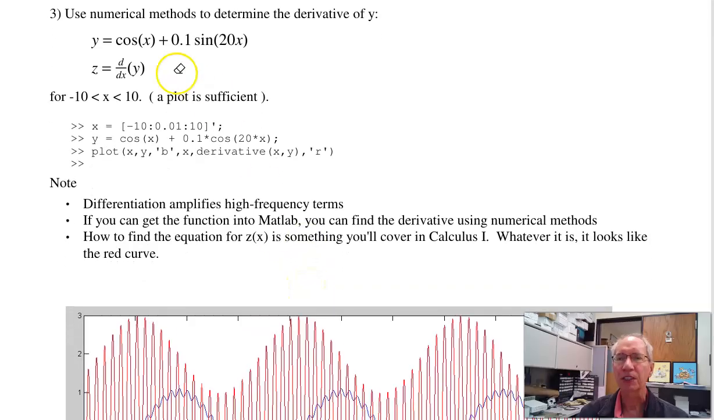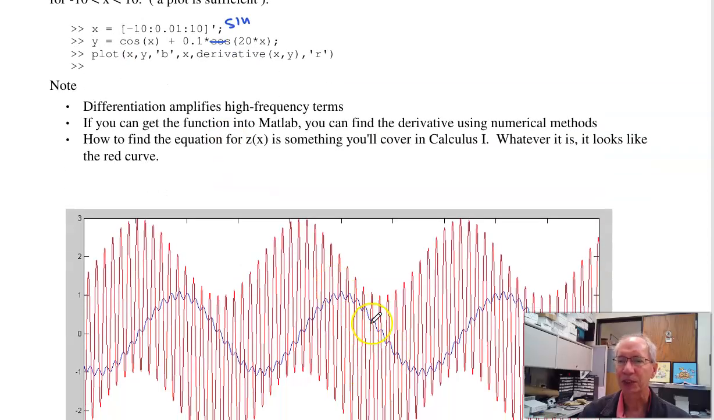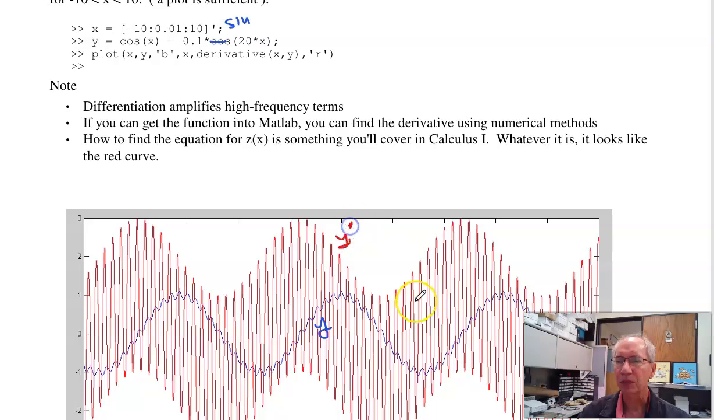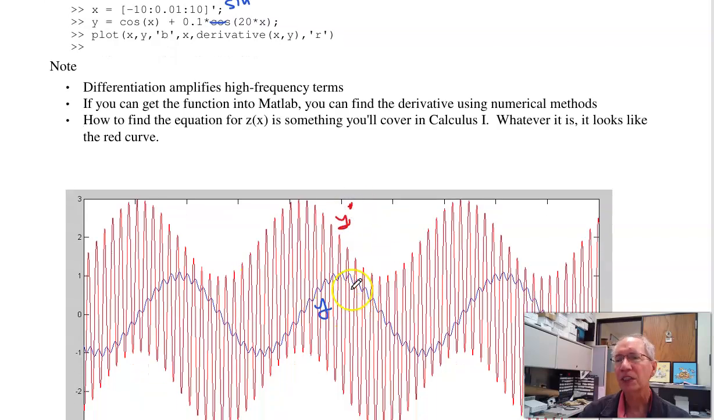Try it for a different function. Here's another function, a bunch of sine waves. Get that function into Matlab. y is cosine of x plus 0.1 sine of 20x. Once you get x and y into Matlab, take the derivative, and here's what it looks like. So here's y in blue, and in red, I've got y prime. Notice that differentiation amplifies high frequency terms.